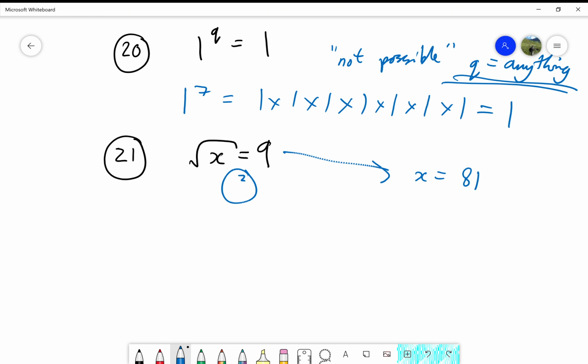But if you didn't see that, you just do the same to both sides, and we want x on its own, because x is there. So what do we do to get rid of the square root? We do the opposite. The opposite of that is squared. So we end up with square root of x, squared, equals 9 squared. The square root and the squared cancel, so you end up with x equals 81.